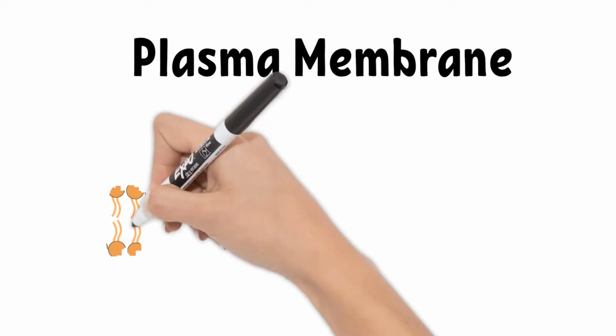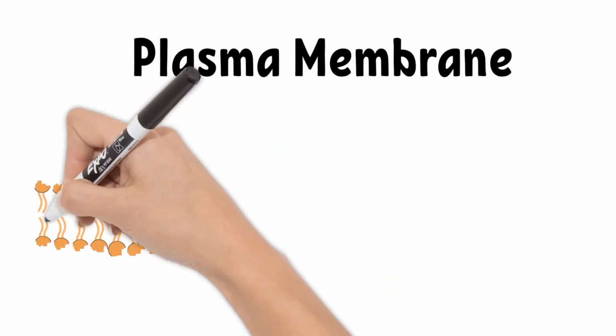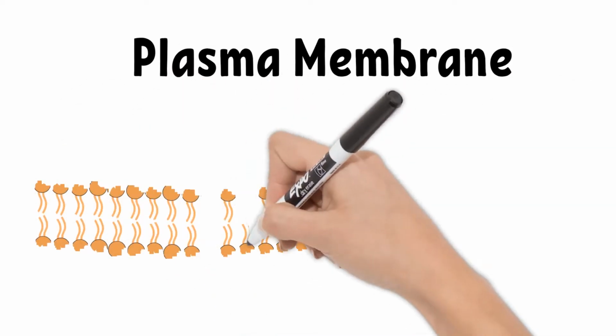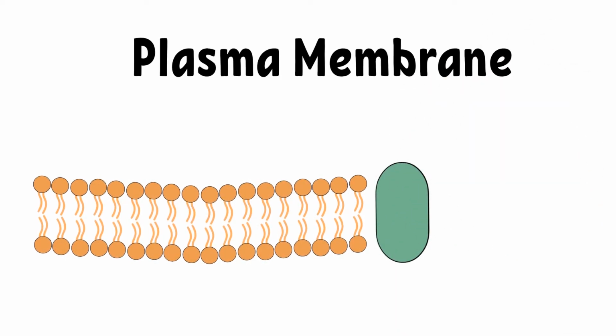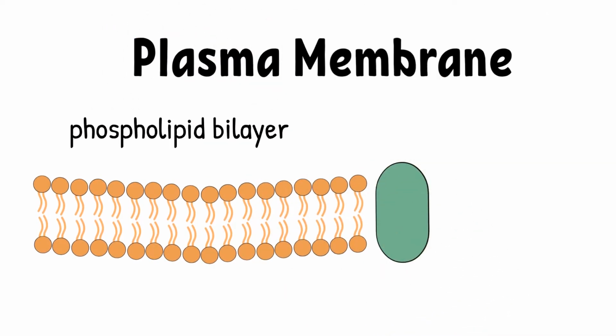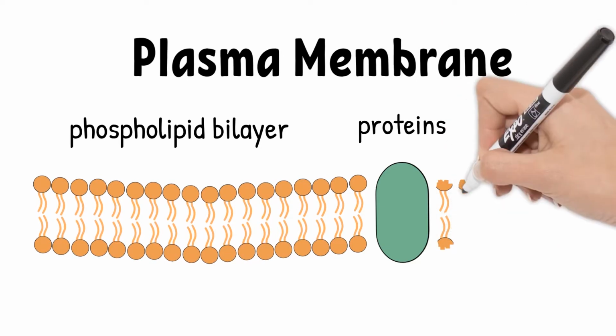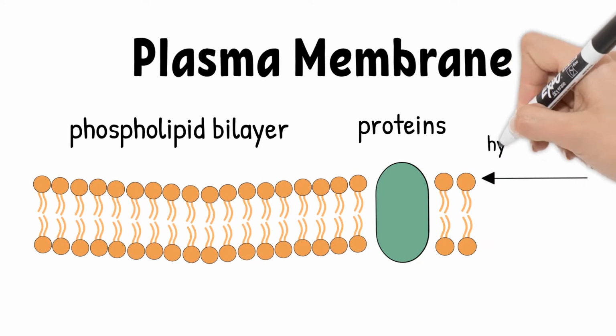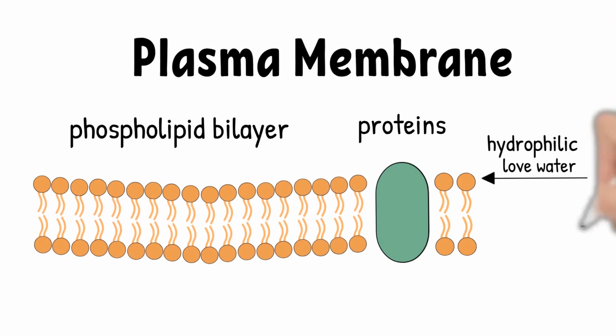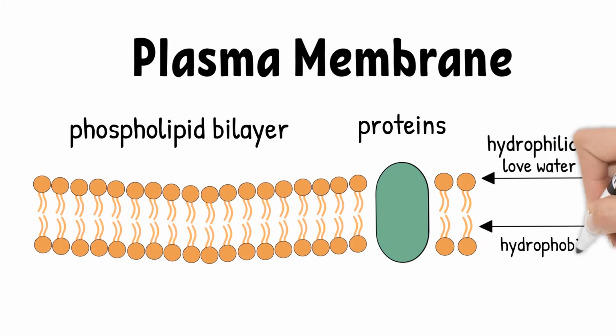Plasma membrane. Plasma membrane directs what enters and exits the cell. It has the ability to permit certain substances to enter and leave. This is referred to as selective permeability. Plasma membranes are made up of a phospholipid bilayer with proteins scattered in the layer. The phospholipid has the head and the tail. The head is hydrophilic, loves water, and the tail is hydrophobic, hates water.